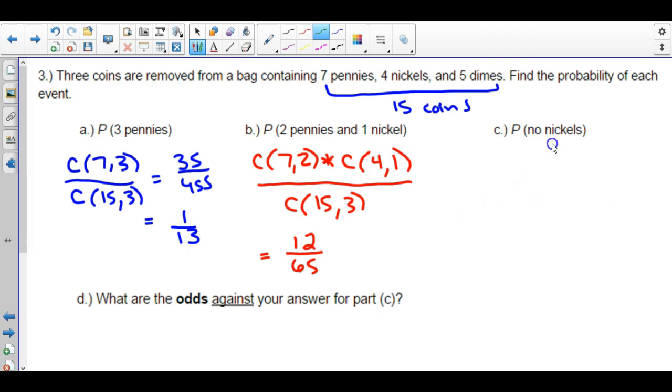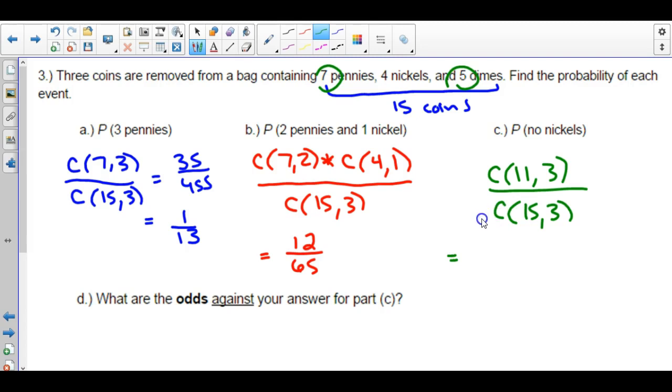And then lastly with that, the choosing no nickels. So we look at how many of the coins are not nickels, and that is my 7 pennies and my 5 dimes. So again, let me look at the denominator. Out of my total of 15 coins, I'm choosing 3, but I have 11 non-nickels, and I want to choose 3 of those. So if you did that probability, that's going to end up being 165 over 455, but it's going to simplify to 33 over 91. So those are probabilities, which is looking at your desired outcome over the total number of possible outcomes.